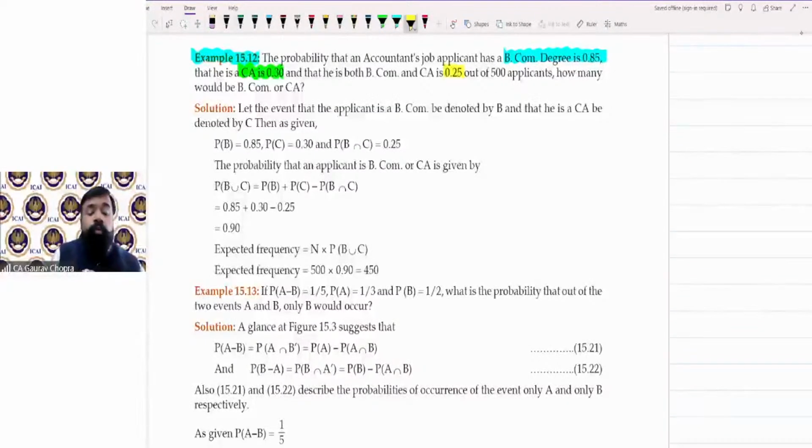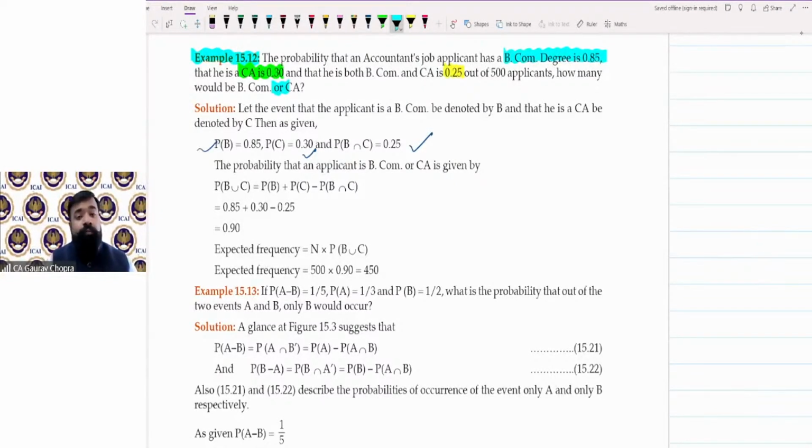So first of all, what we have to do, write the given things. The probability of having a BCom candidate is 0.85. Then the probability of having a CA candidate is 0.3. And the probability of B intersection C is 0.25. All this is given. Now we require he would be BCom or CA. So since "or" is used, this means we have to apply the addition rule. So let us apply the formula for the addition rule.